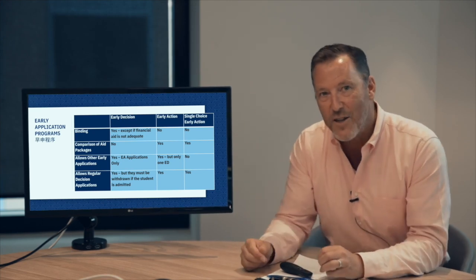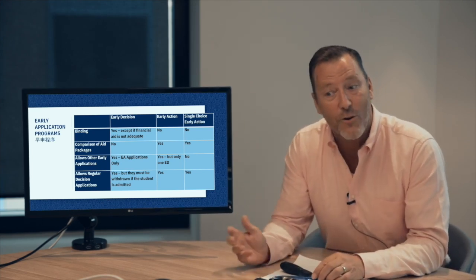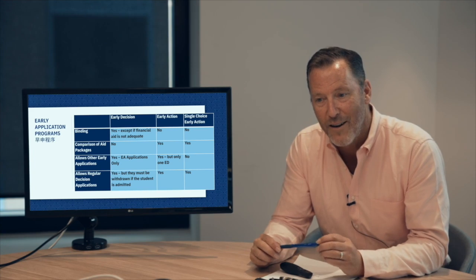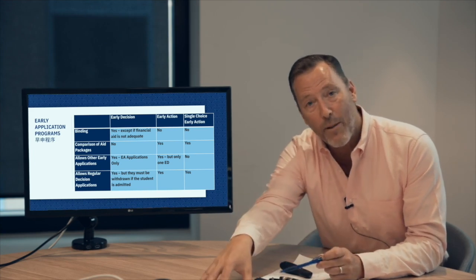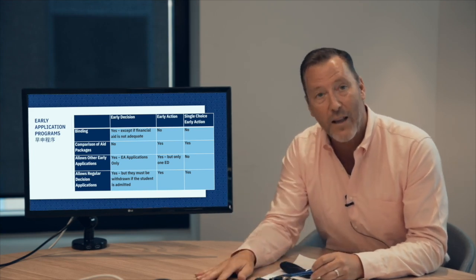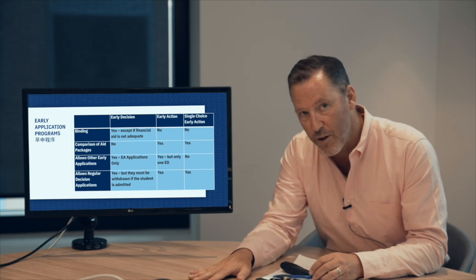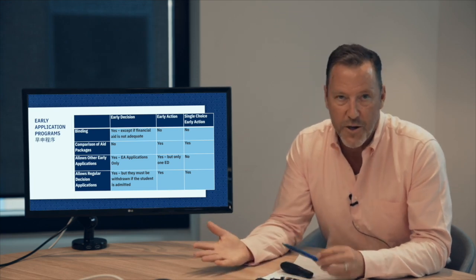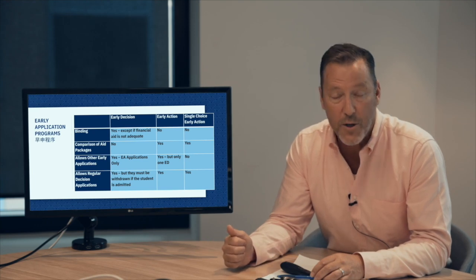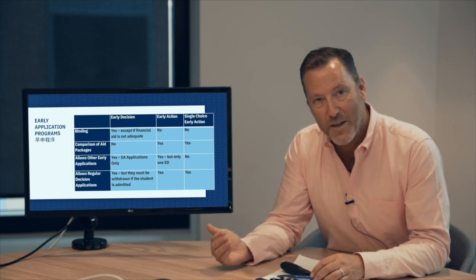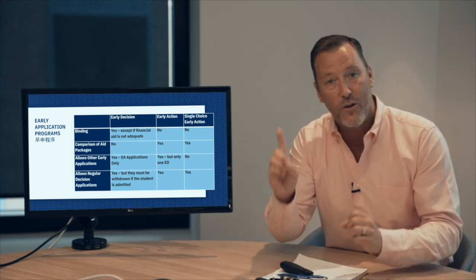And then finally, there's the most interesting of all, the single choice early action program that's out there. Single choice meaning you can only apply to that particular university. Early action means you don't have to go to the school. And of course, single choice early action is used by, I should say, Harvard, Yale, Princeton, and Stanford. Single choice, you can only pick one.